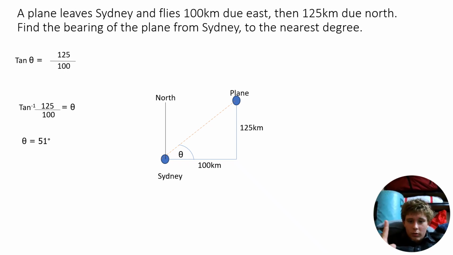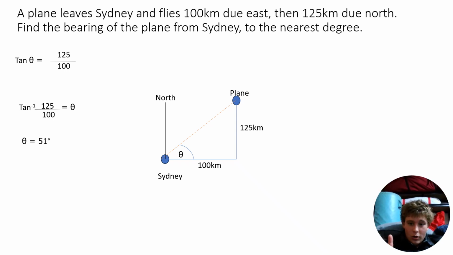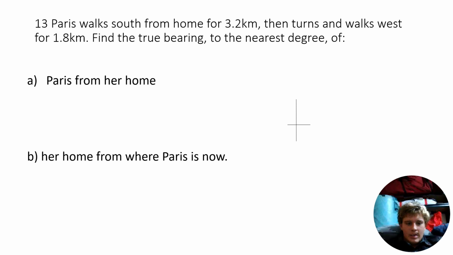But if you remember our bearing rule, we always start from north and we go around. So what we're actually trying to find is that other angle, the angle between the north line and that orange dotted line. A full circle is 360 degrees, and this portion is our first 90 degrees. So we minus the 51 from 90, which gives us 39. Therefore, the plane is on a bearing of 39 degrees from Sydney.